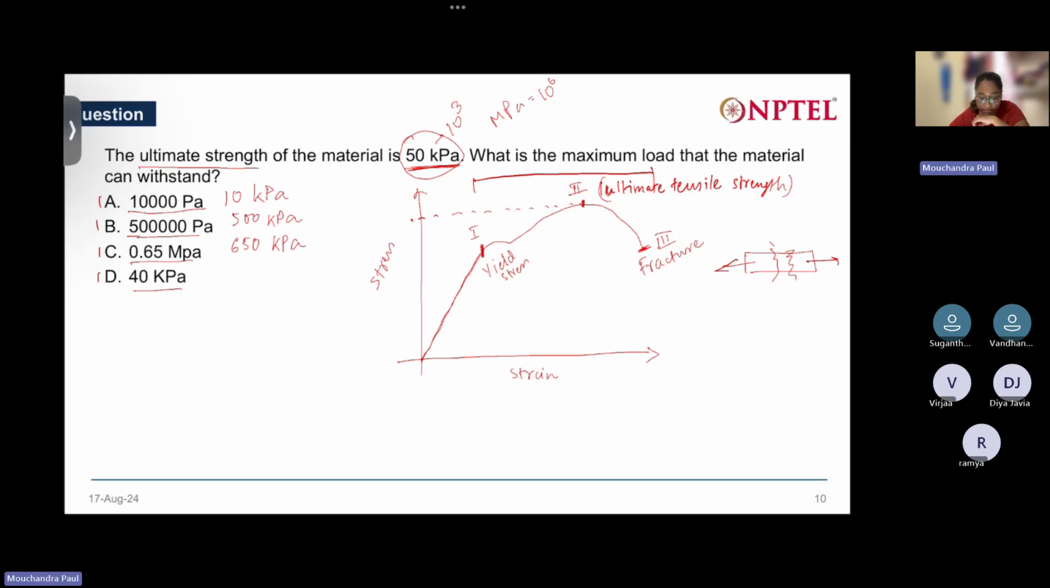The correct option is D. The maximum of these values that the material can endure is 40 kilopascal. 10 kilopascal it can easily endure, but it cannot endure 500 kilopascal or 650 kilopascal of load because it will fracture immediately. So among these, 40 kilopascal is the maximum value it can endure. It is slightly less than 50 kilopascal. Okay, is it clear?